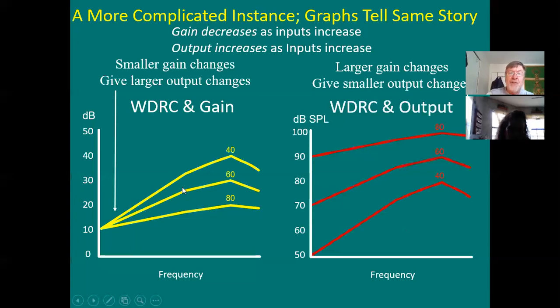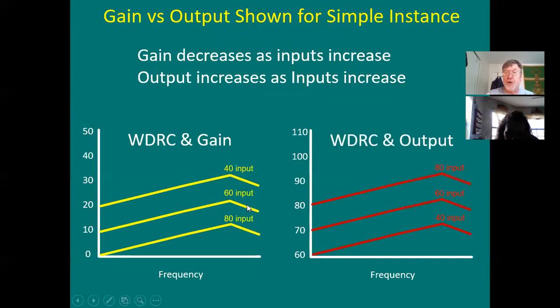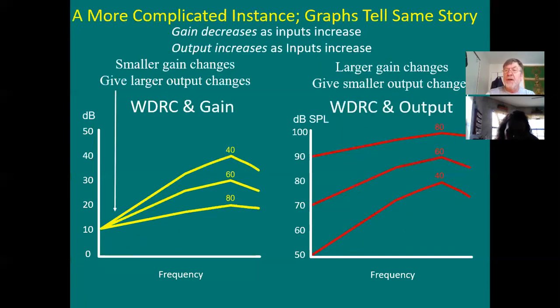The average gain for 60 inputs, less, and the gain you want for loud inputs, less. Well, that's the same story as the previous one here. It's just that the gain lines all meet at the lows.